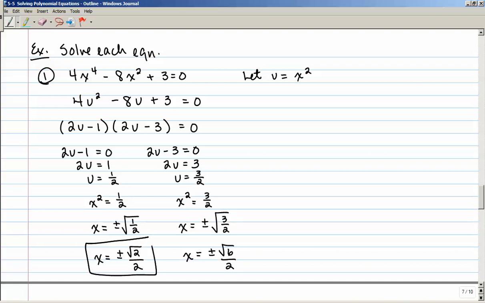And those are my two answers. Notice that this problem started with an x to the 4th, and I actually have 4 answers. There's the positive and negative square root of 2/2, and the positive and negative square root of 6/2. 4 possible answers. If I were to graph the related function here, it would cross the x-axis in those 4 places. So, since this is an x to the 4th, the highest number of possible answers I can have is 4.